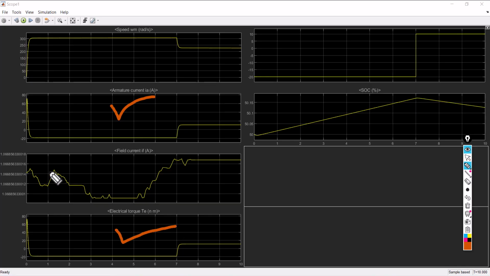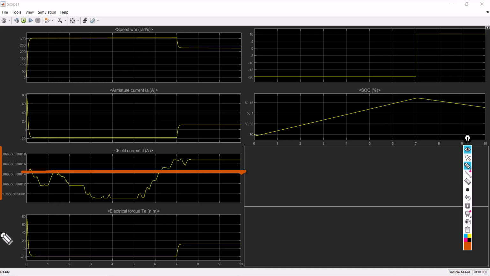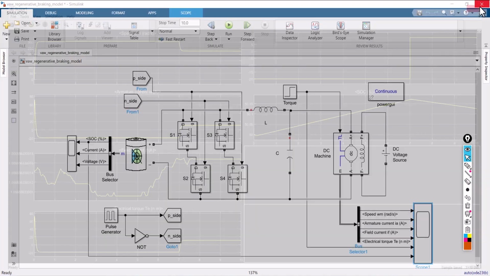And if you look at the field current, it appears to be a variable current, but actually it is not. The field current will always be constant, but still it is showing as not constant. Why? If you look at the values, they are very small and negligible. So if we consider them negligible, then I can say that the field current is constant, and this is the corresponding speed in radians per second. Okay, so this is the way the regenerative braking system works.